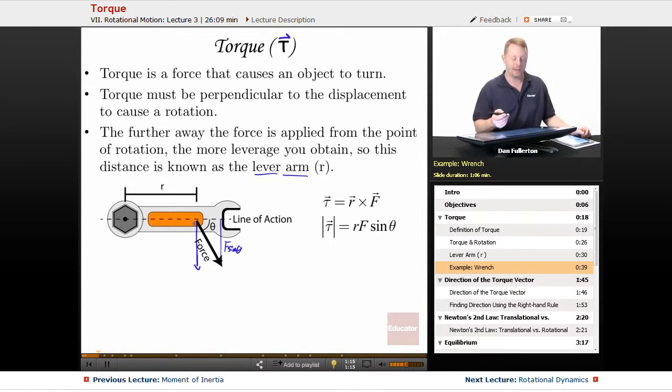And you probably know by experience, if you try and apply a lot of force here, not going to do a whole lot. Apply that same force further away, you get more rotation. That's because you have more torque. So torque is the r vector, the distance from that point to where you're applying the force, that vector, crossed with your force vector. And if you remember our cross products, if we want the magnitude of the torque, that's going to be rF sine theta.